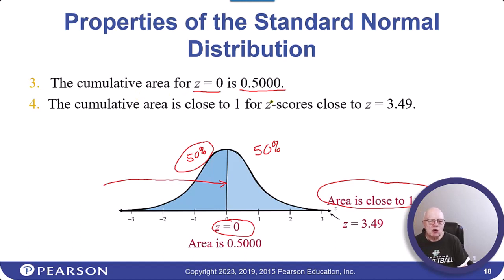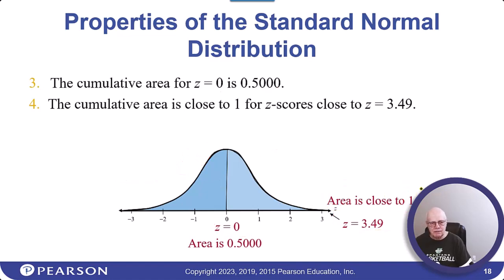For z-scores close to 3.49, remember that's way out here, by the time you get to 3.49, you've passed almost all the area. There's almost nothing left, so you're extremely close to the total of 1.